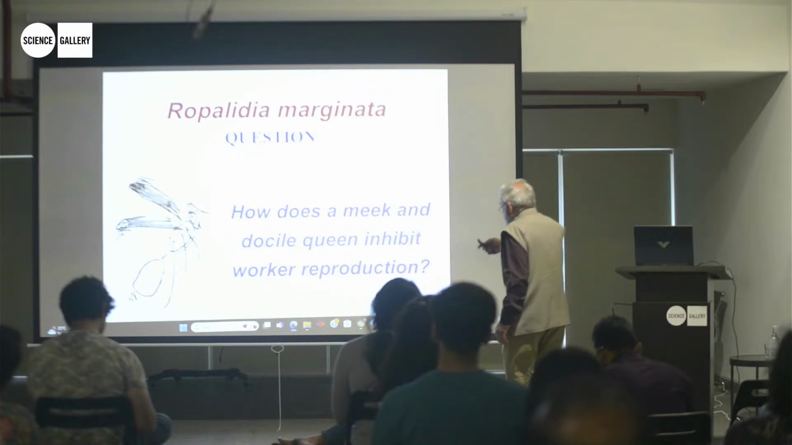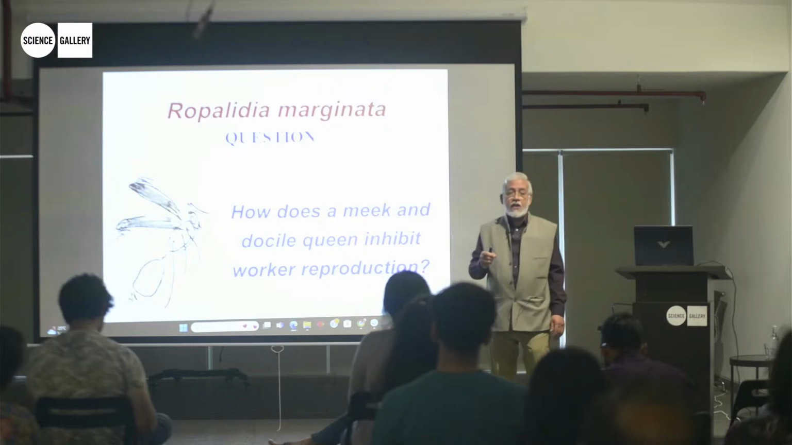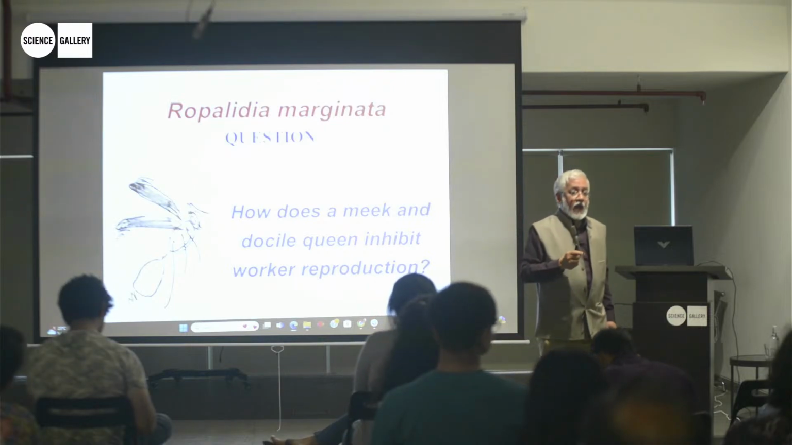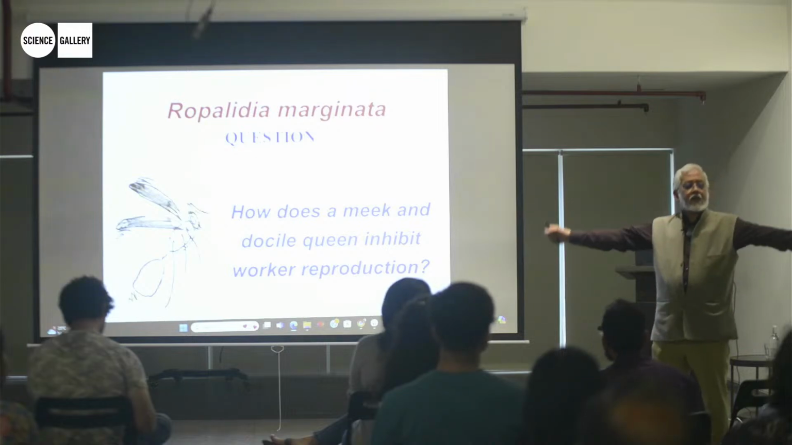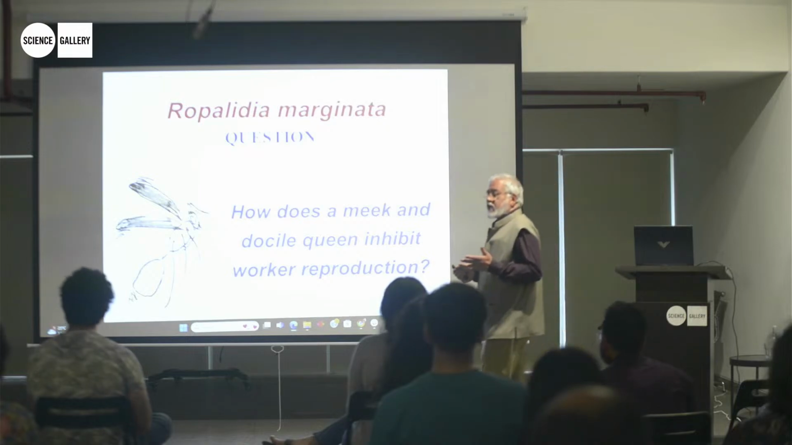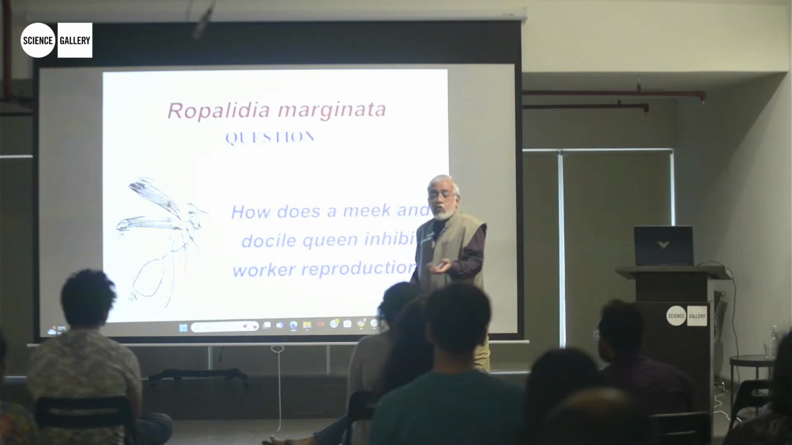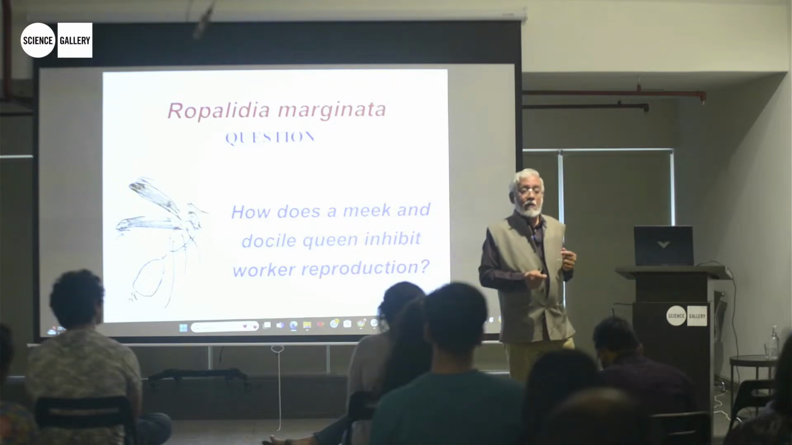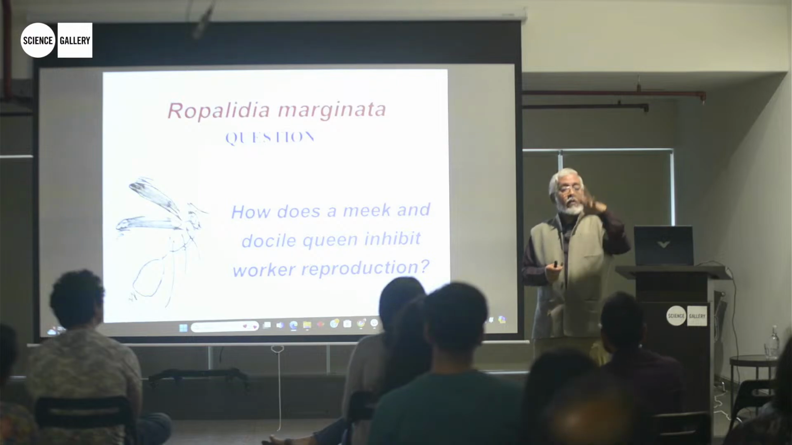Now, in order to answer this question, we designed another experiment. Now, we know that in ants and termites and in honeybees, where the colonies are very large, where there are tens of thousands of individuals or maybe even 1 million individuals, it is unthinkable that the queen will go and bite everybody. It is not possible. So, how does the queen control there? And it turns out the queen controls there by producing chemicals.